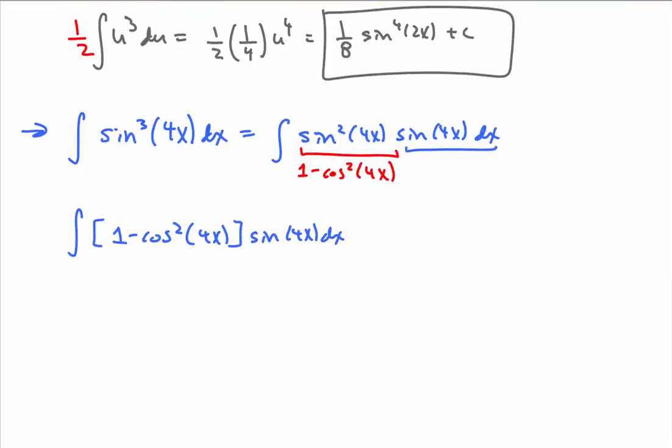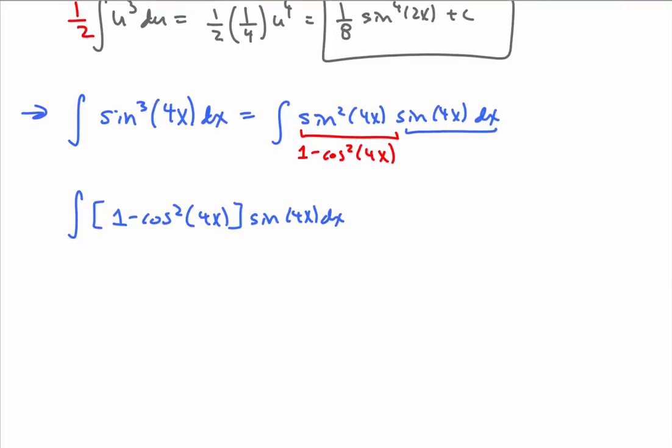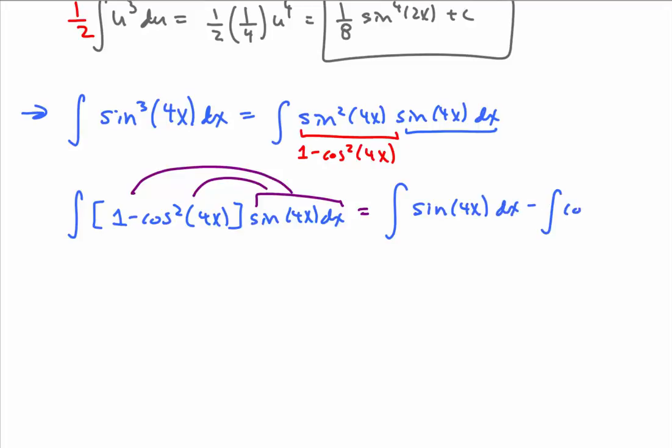So it looks like to me I split this out. I saved a sine for my du, and I'm going to convert the rest to cosine by applying my Pythagorean identity, and now I'll expand. And what we mean by expanding is by distributing. So rewriting here, the sine of 4x times 1 is just the sine of 4x, and then minus, I'm going to split this up into two integrals, cosine squared of 4x sine of x dx. sine of 4x dx.